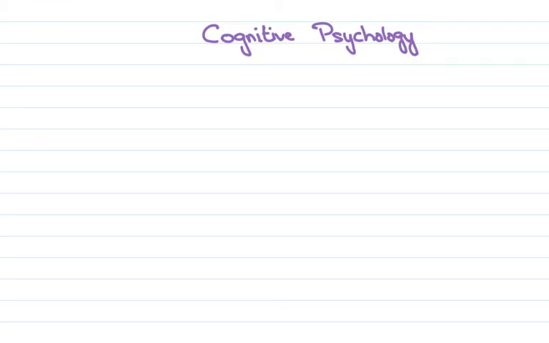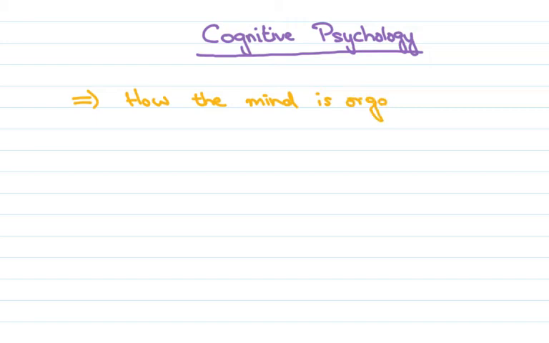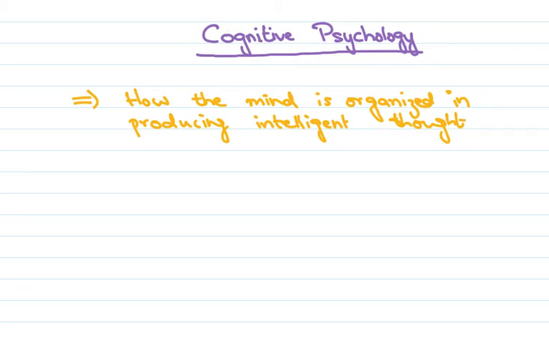Right. So cognitive psychology is basically a discipline within psychology, or a subfield of psychology, which is concerned with looking at how the mind is organized in producing intelligent thought, and secondly, how the brain is realized in the mind.